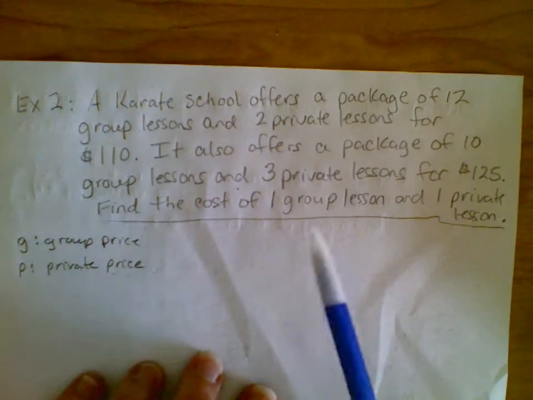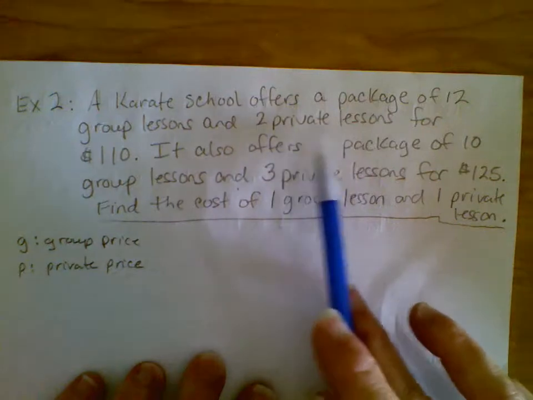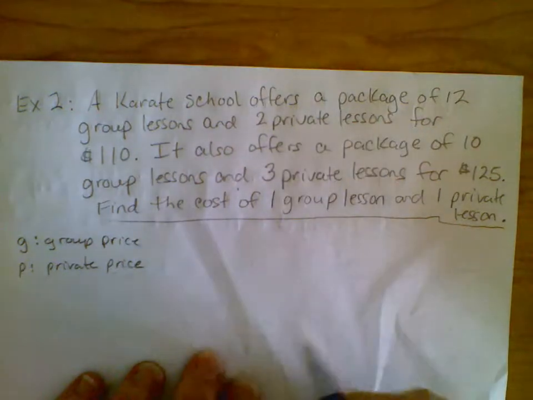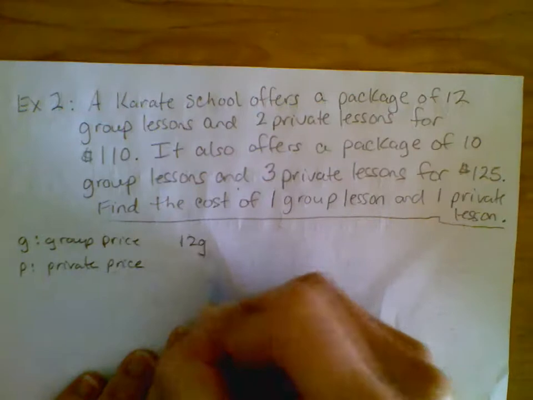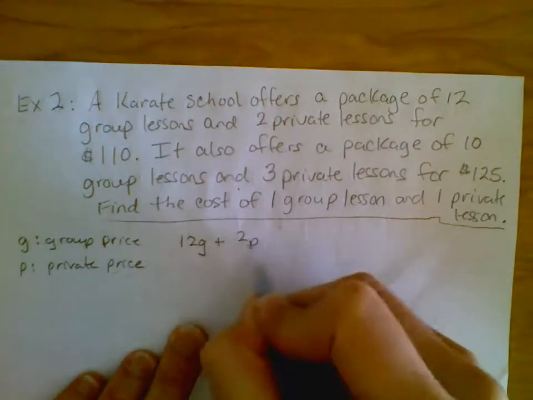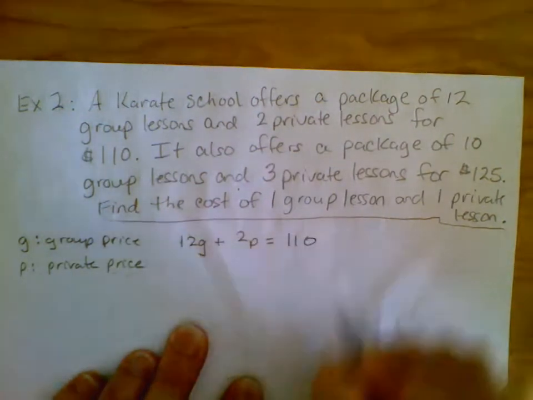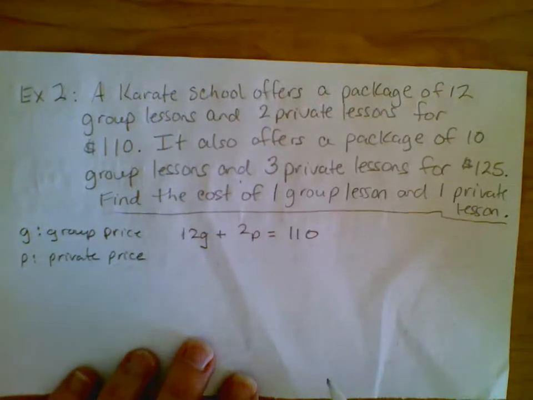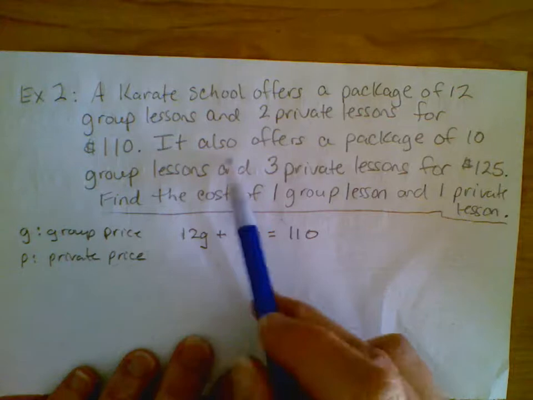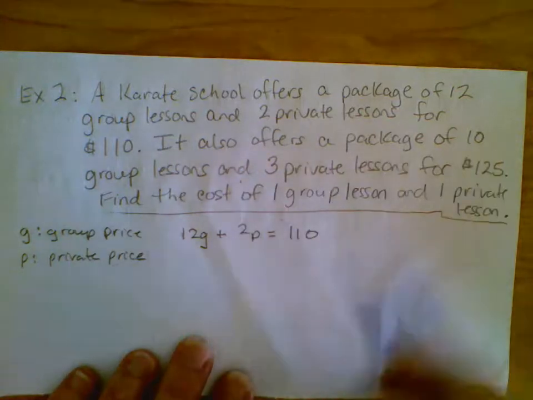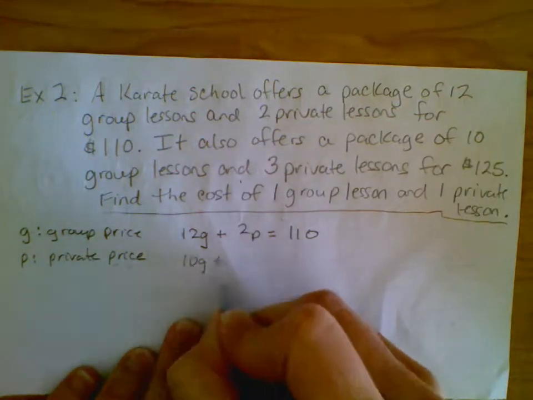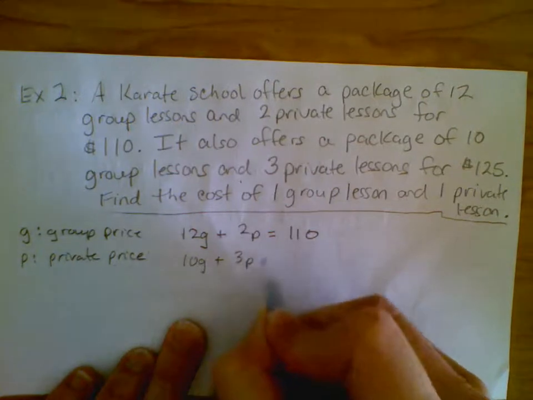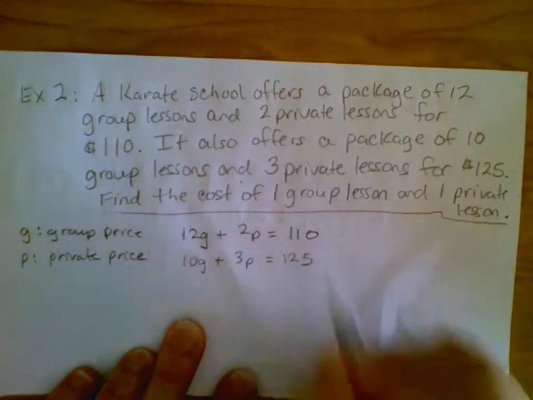So my first equation, I'm just going to take from the first package: 12 group plus 2 private equals 110 bucks. So that's how much it costs. And I'm going to do the same thing for the second equation, except I'm going to use the information for the second package: 10 group plus 3 private equals 125.